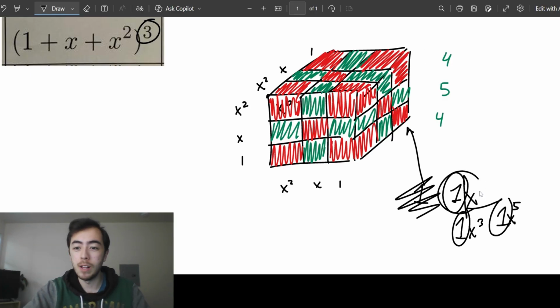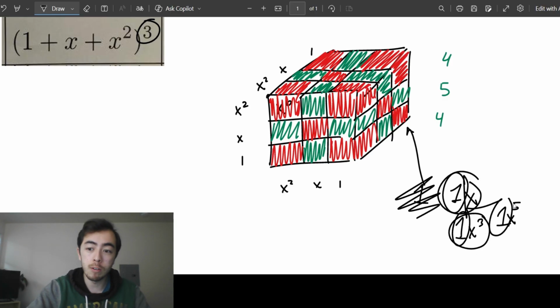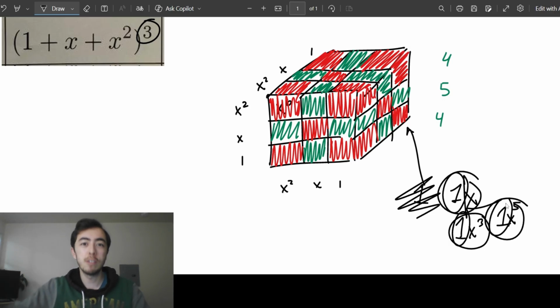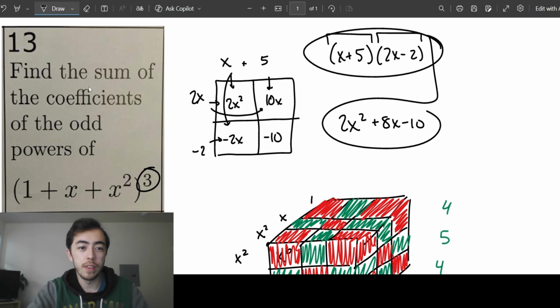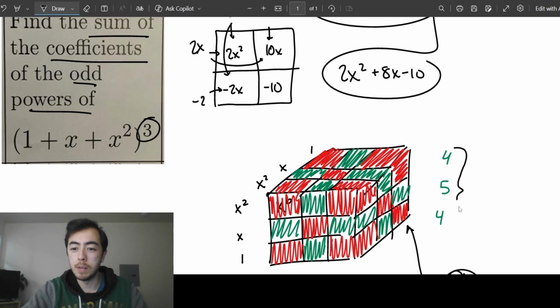So when I add up all of my x's, add up all of my x cubes, and add up all of my x to the fifths, all of those 1s are just going to add up, and they're going to be the sum of the coefficients of all the odd powers. So I can just add up all these numbers. 4 plus 4 plus 5 is 13, and this is my answer.